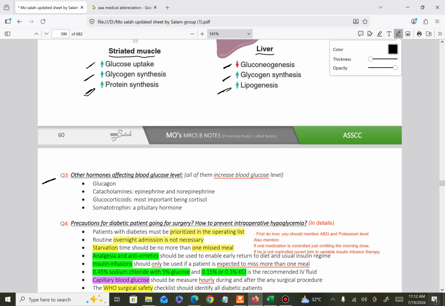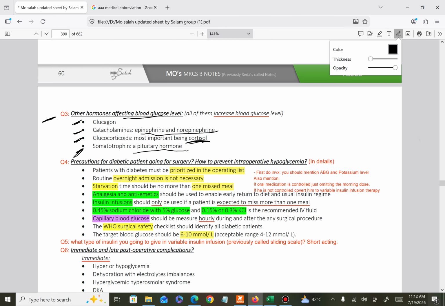Other hormones which affect the blood sugar level. Okay, so glucagon, it increases the blood glucose level. Catecholamines like epinephrine and norepinephrine also increase blood glucose level. Glucocorticoids, most important being cortisol, also increase blood glucose level. And somatotropin, a pituitary hormone, also increases the blood glucose level.